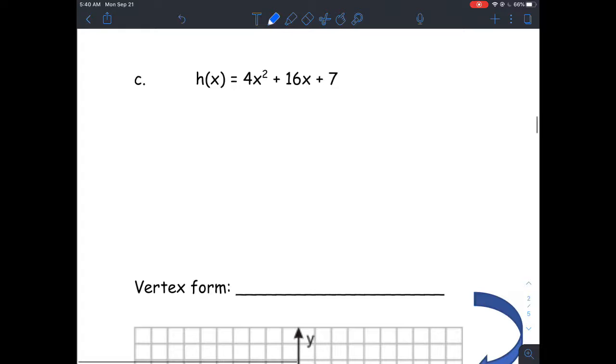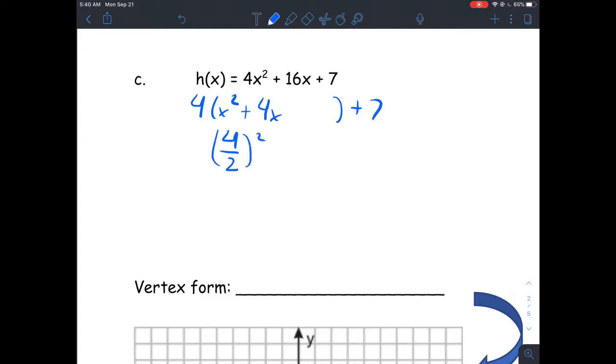Next one. Again, my first step is to factor this coefficient out of the first 2 terms. So I get 4x squared plus 4x, and then I keep my 7 on the outside. So I'm going to go 4 divided by 2 squared. I get 2 squared, which is going to give me a 4. Now again, I didn't just add in a 4. I added in a 16, so I have to subtract out a 16.